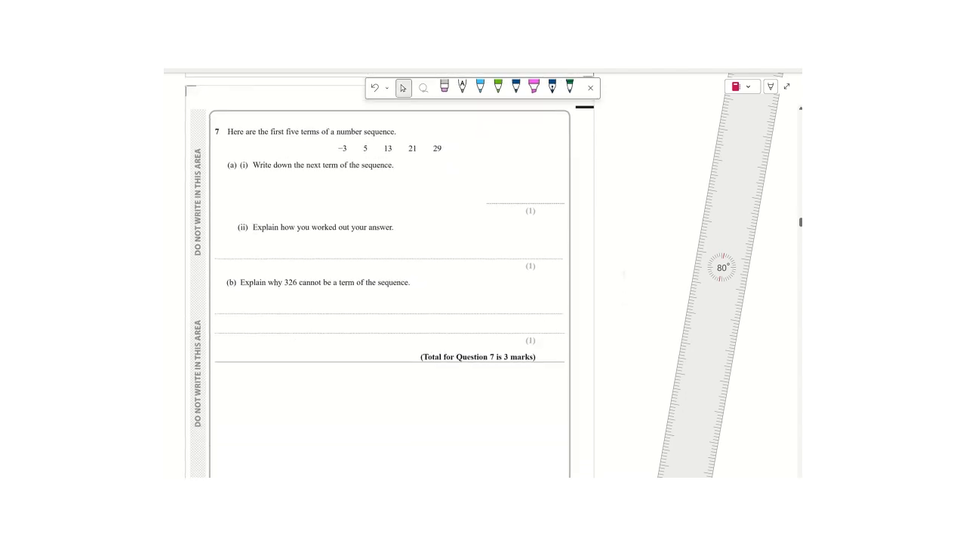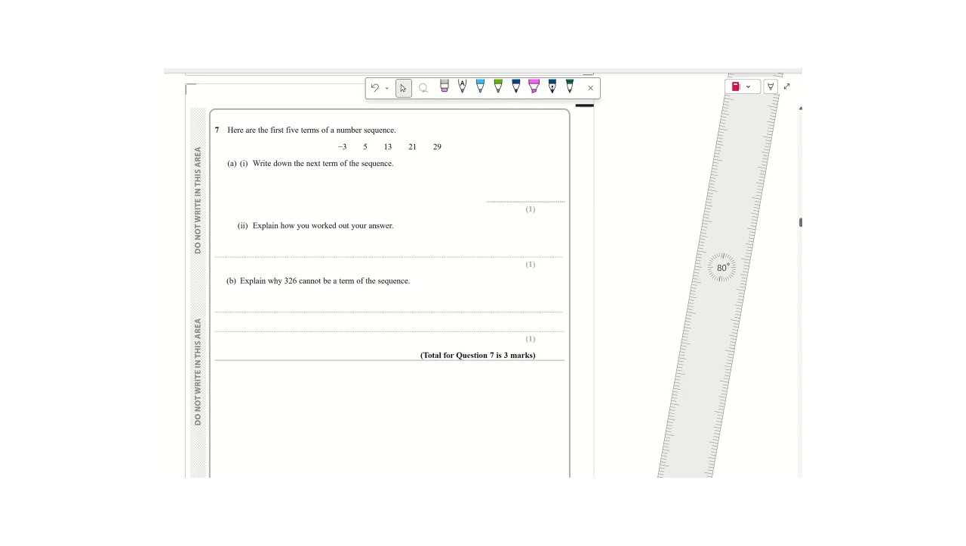Question 7. First 5 terms of the sequence, write down the next term. So that has gone up by 8, that's gone up by 8, that's gone up by 8, that's gone up by 8, so it's going to go up by another 8. So 29 add 8 will give me 37. How did I work my answer out? I added 8 to the previous term.